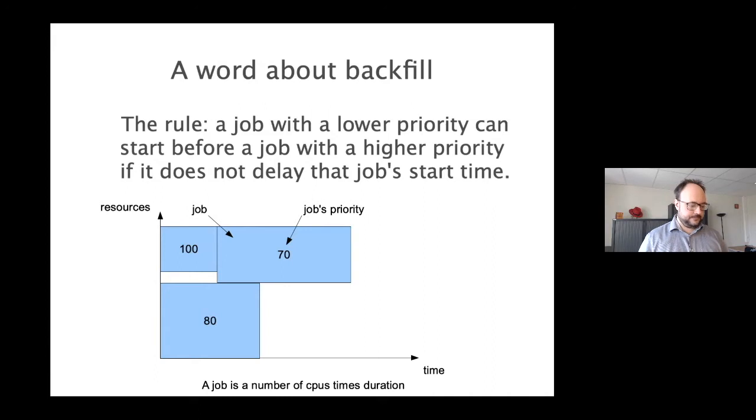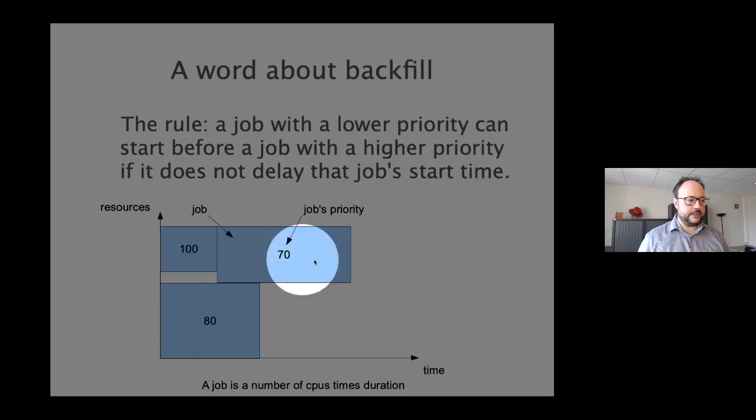So, a small illustration here. This axis is the time, this axis is the resources, and a job is a request for resources over some time. So we can depict it with a square, and you see here one job, two jobs, and a third job. And this number here, we will say that it's a priority. So this job has priority 100, this one 70, this one 80.